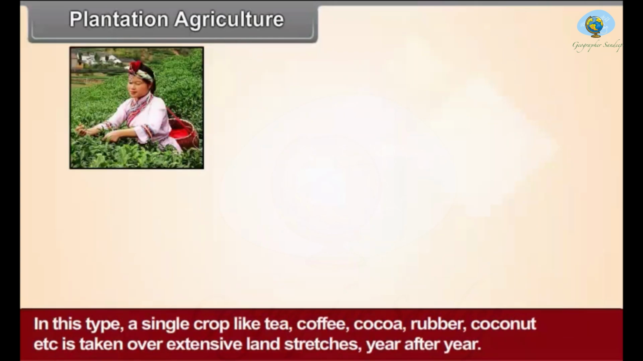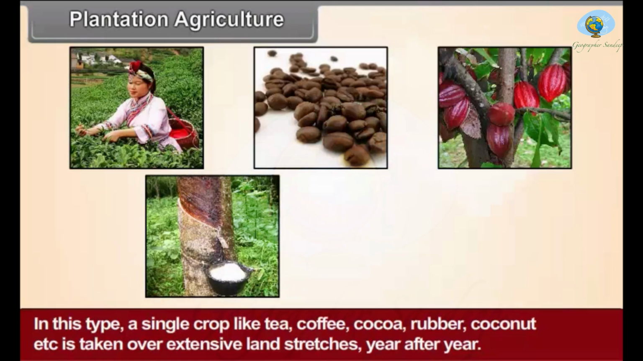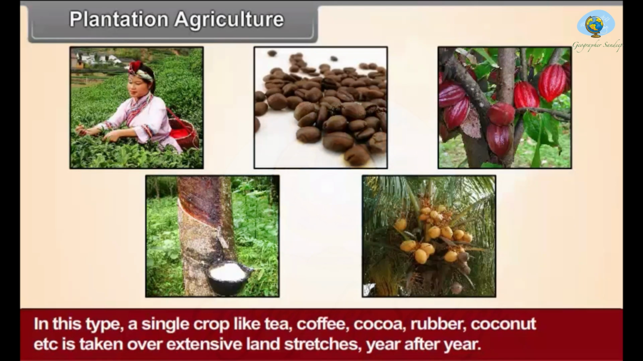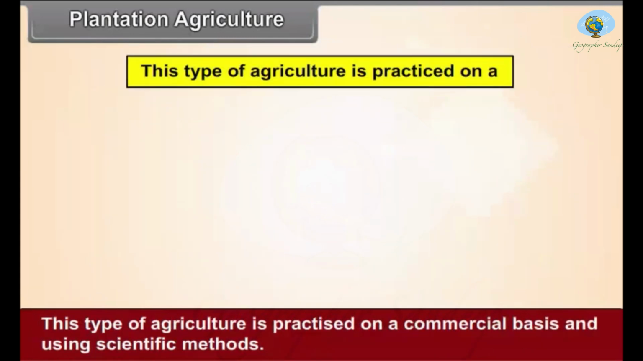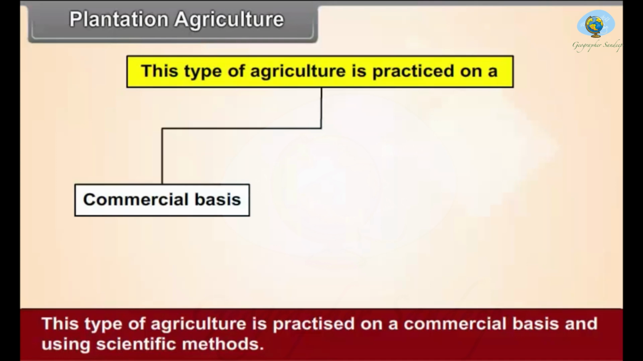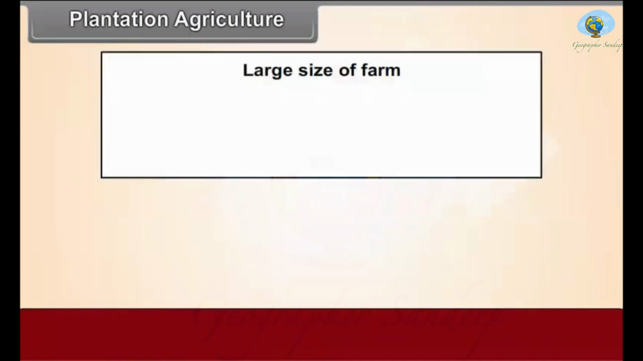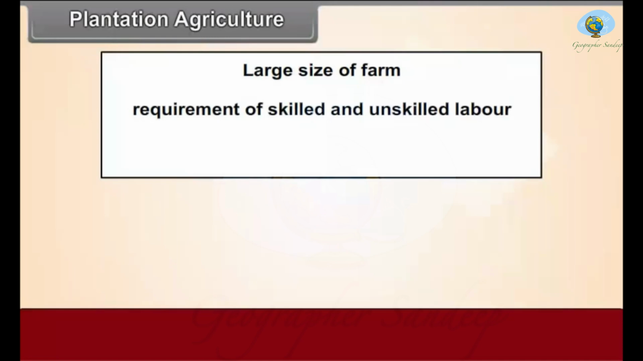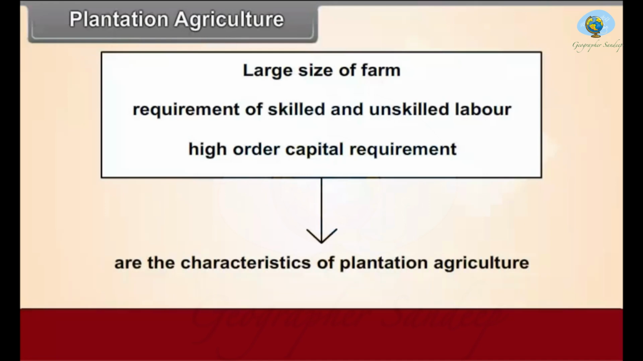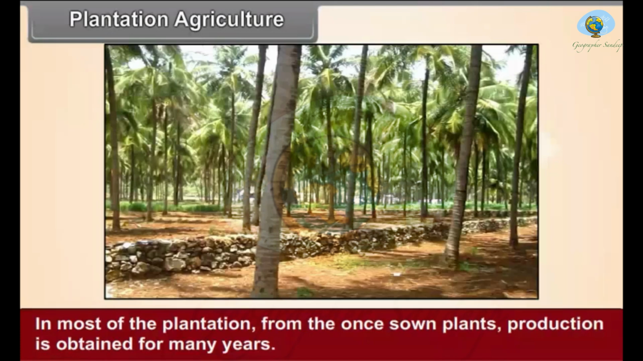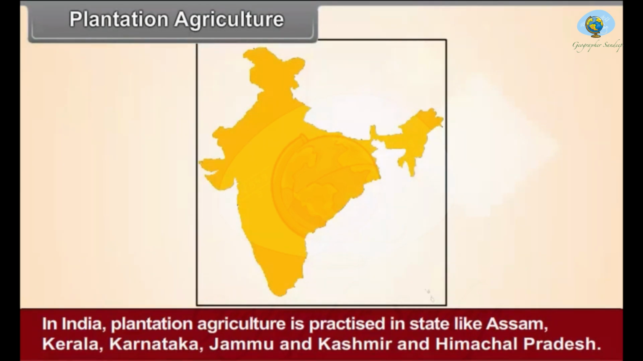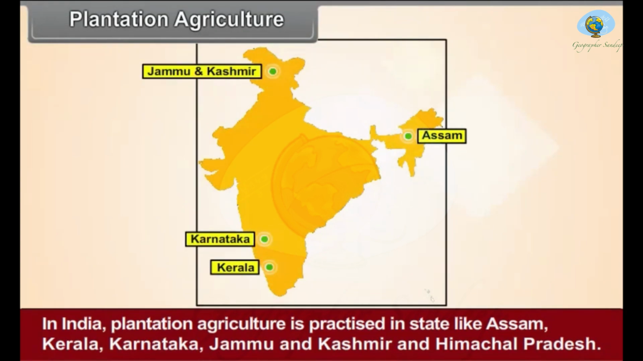In this type, a single crop like tea, coffee, cocoa, rubber, coconut, etc. is taken over extensive land stretches year after year. This type of agriculture is practiced on a commercial basis and using scientific methods. Large sizes of farms, requirement of skilled and unskilled labor, high order capital requirement are the characteristics of plantation agriculture. In most of the plantations, from once sown plants, production is obtained for many years. In India, plantation agriculture is practiced in states like Assam, Kerala, Karnataka, Jammu and Kashmir and Himachal Pradesh. Animal husbandry.